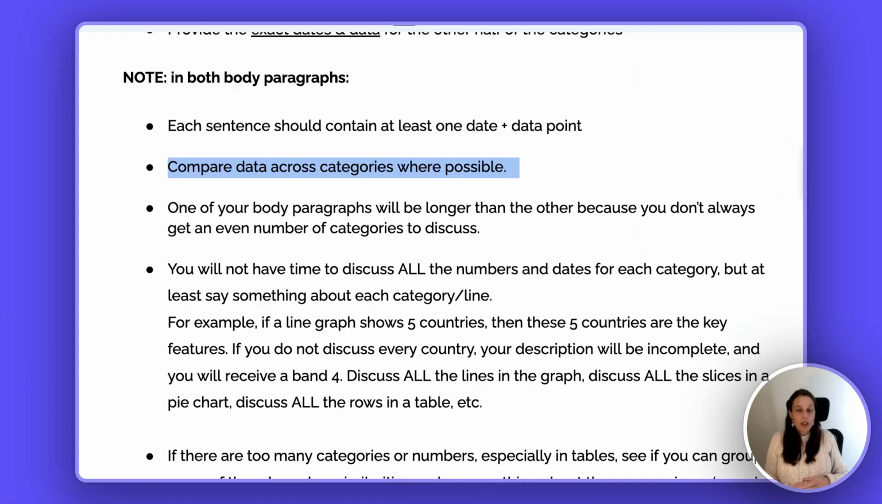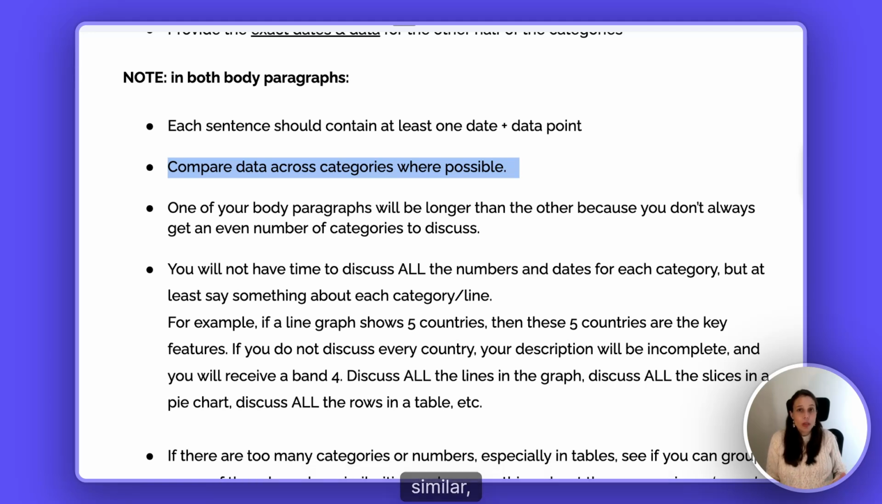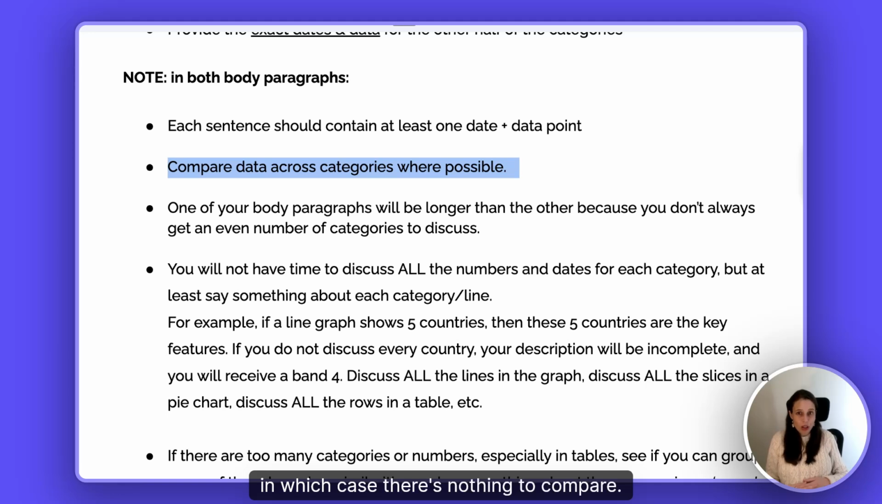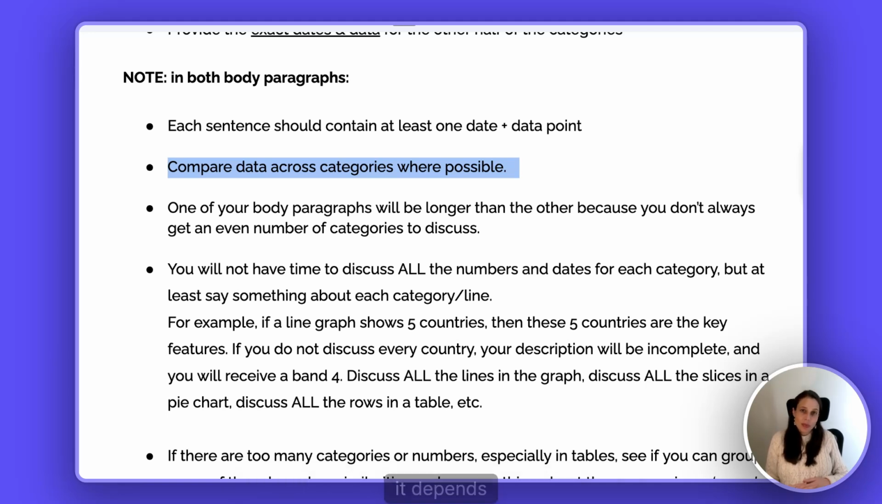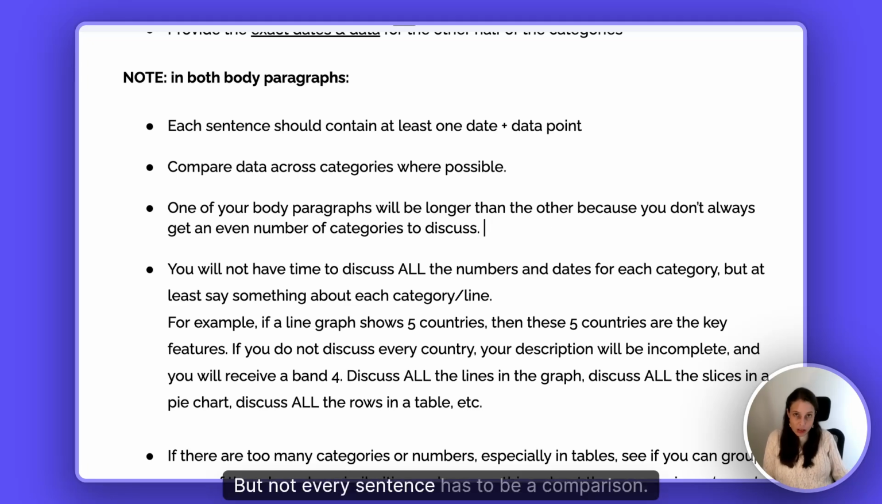Okay. Many students ask me, do I need to compare everything? The answer is no. Compare data across categories where possible. Sometimes the categories are too similar, in which case there's nothing to compare. So it depends on how similar or different your categories are, and on how much time you have and how many words you still need to write. So compare where possible, but not every sentence has to be a comparison.